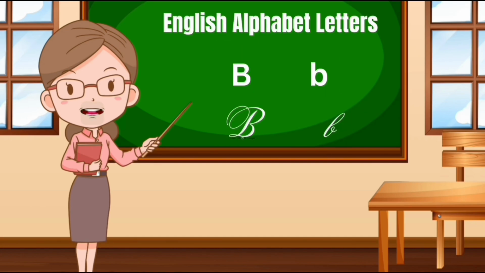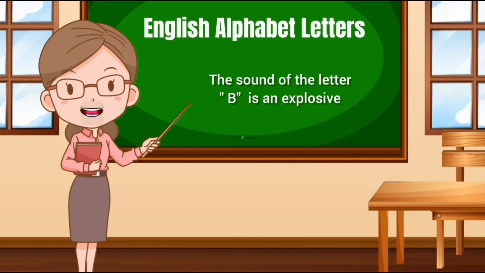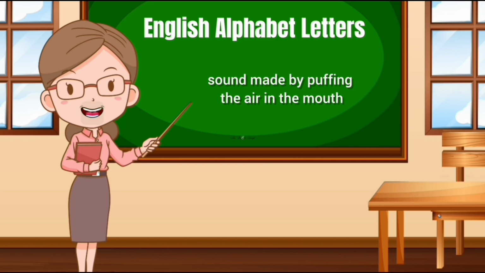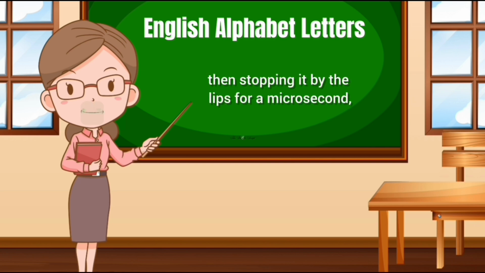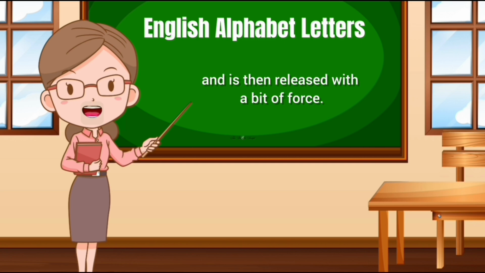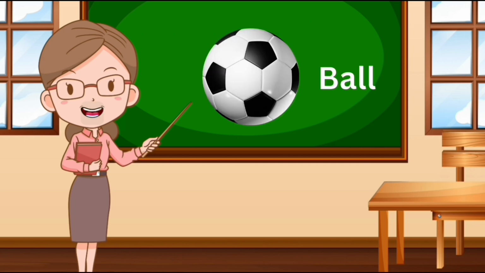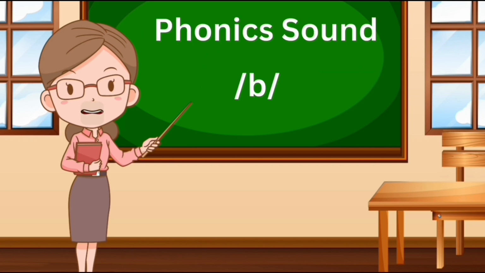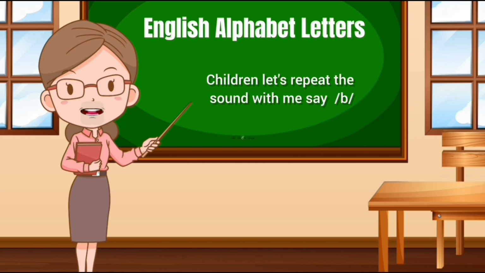This is alphabet letter B. The sound of the letter B is an explosive sound made by puffing the air in the mouth, then stopping it by the lips for a microsecond, and it is then released with a bit of force. B sound, as in ball. The phonics sound is B. Children, let's repeat the sound with me.